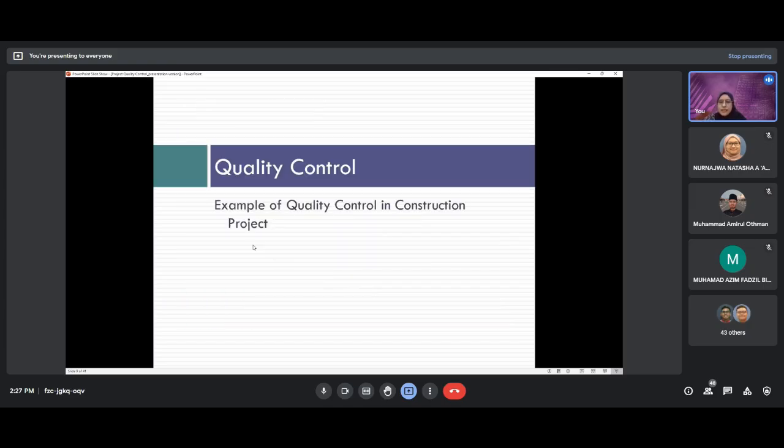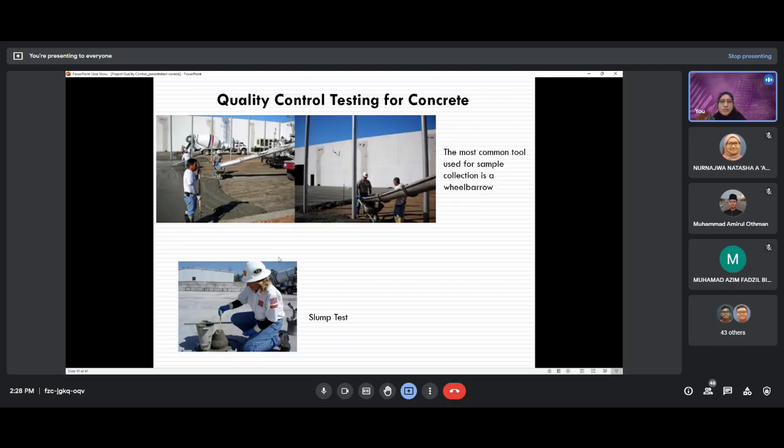All right, now let's look at examples of quality control in a construction project. Again, I'm using concrete, because concrete is very synonymous with civil engineering. So in quality control testing for concrete, the most common way to collect the sample is using a wheelbarrow. So you use a wheelbarrow to collect the sample. How many wheelbarrows do you plan to take the samples from?